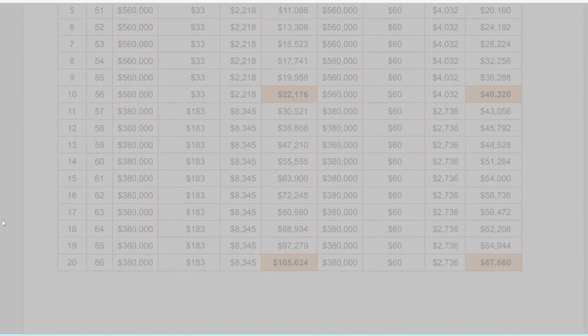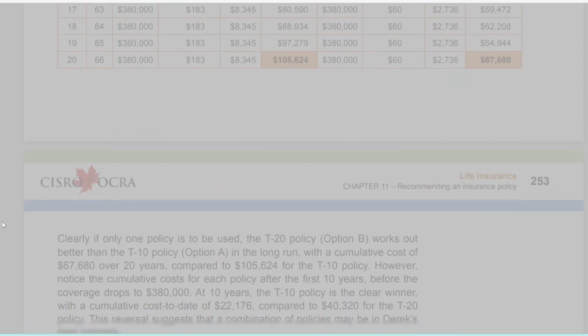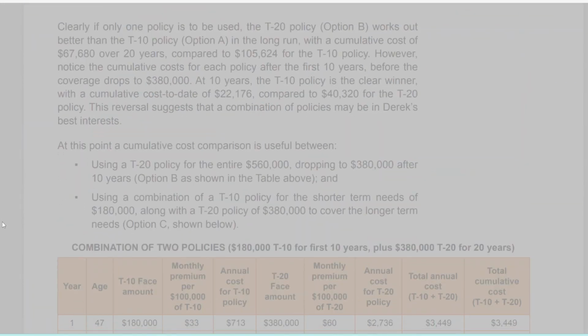Option A, all T10 renewable, $560,000. Clearly, if only one policy is to be used, the T20 policy, option B, works out better than the T10 policy, option A, in the long run, with a cumulative cost of $67,680 over 20 years, compared to $105,624 for the T10 policy.